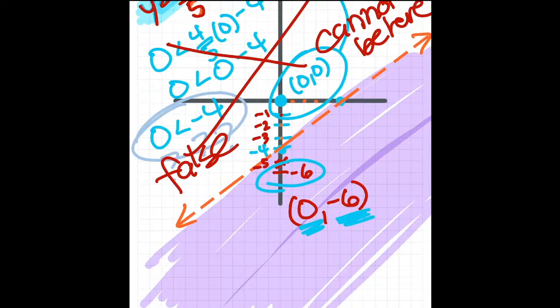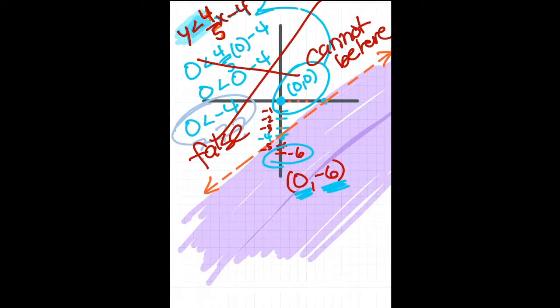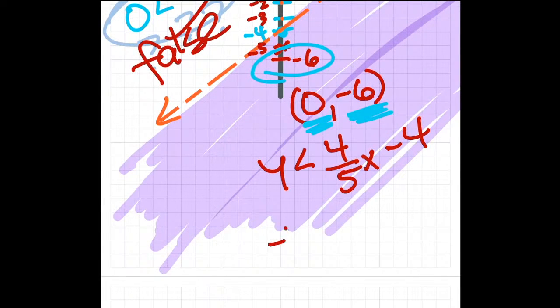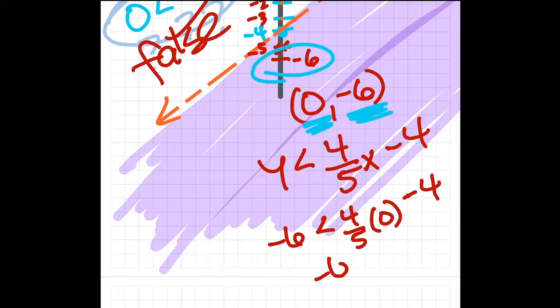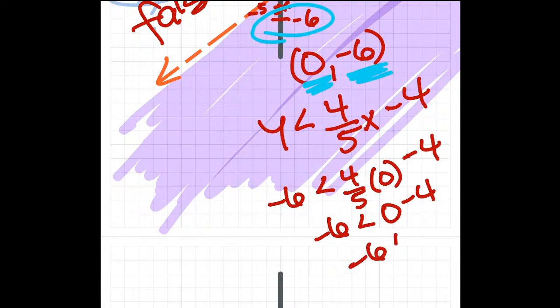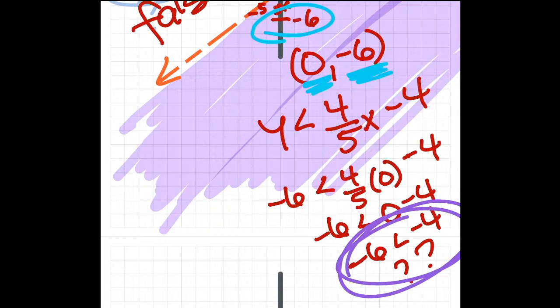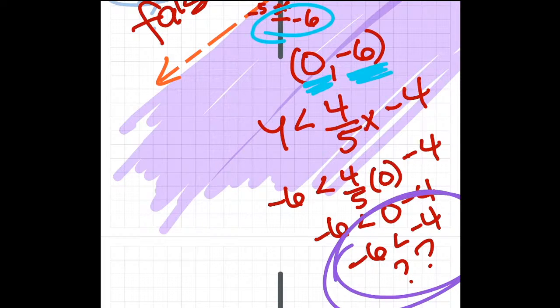Okay? All right, so let's plug that into our equation, which was y is less than 4/5 x minus 4. Let's go ahead and put in -6 for y and put in 0 for x, so we ain't got to deal with these fractions. -6 is less than 0 minus 4. Therefore, -6 is less than -4. Is that true? Absolutely. -6 is more negative than -4, so it's less than it.